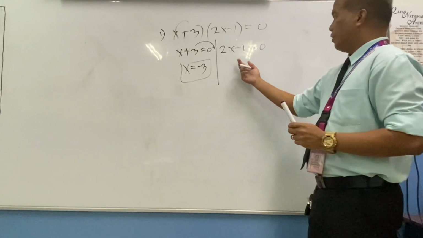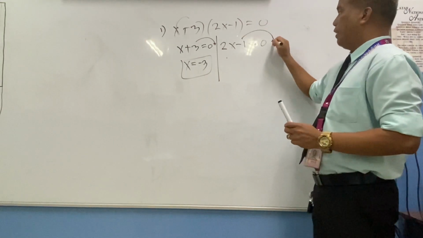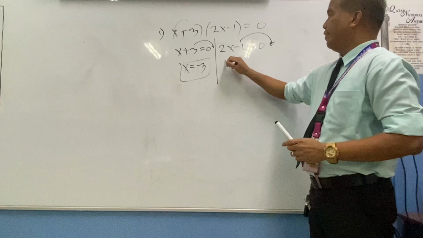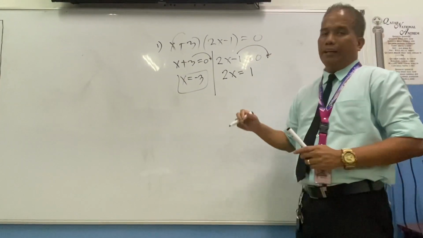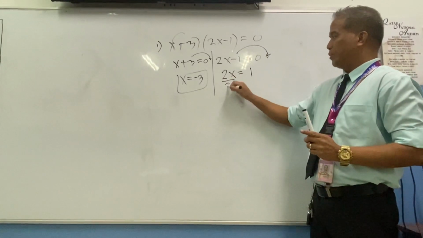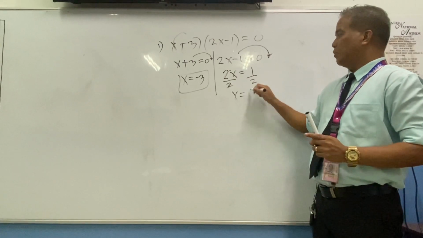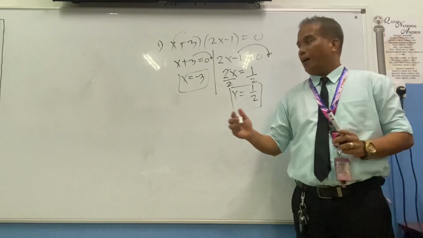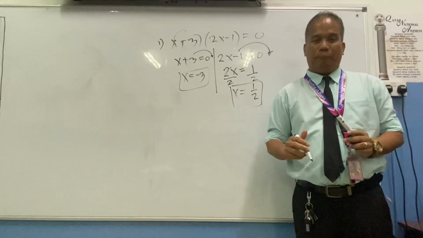Alright? How about the other one? 2x - 1 = 0. So, transpose negative 1, going from left to right. And then the equation will be 2x = 1. Then, to find the value of x, all you have to do is divide both sides by 2. Then x equals 1 over 2. So therefore, the solutions are negative 3 and 1 half.